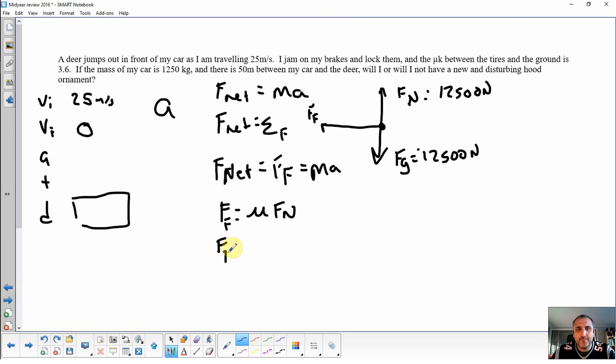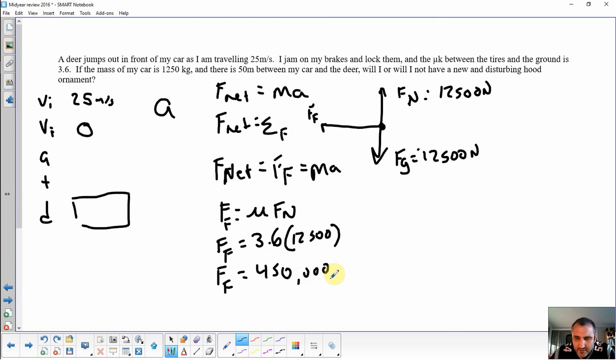And we tell you what mu is, 3.6. And we tell you, well, you get the normal force, 12,500. So 3.6 times 12,500 is a ridiculous amount of friction. Force of friction on this car is actually, nope, not 450,000 newtons, I'm sorry, 45,000 newtons. And again, if we're traveling forward, the force of friction must be acting backwards, okay?